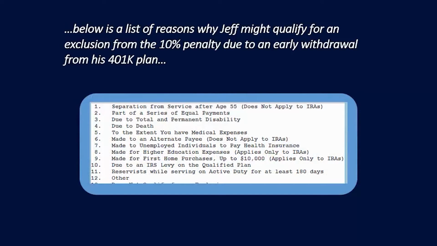Below are listed some of the reasons why Jeff might qualify for an exclusion from the 10% penalty due to an early withdrawal from his 401k retirement plan. Most often you might see something like number 8, made for higher education expenses. This applies only to IRAs. Number 9, made for first-time home purchases up to $10,000. Again, this only applies to IRAs. Number 5, due to the extent that you have medical expenses. Again, these are some of the reasons that would qualify for an exclusion from the 10% penalty because of an early withdrawal from a retirement plan.